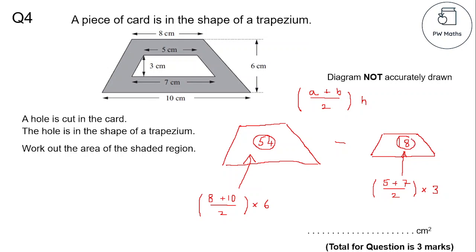And just to finish off, we were supposed to be working out the shaded area, which is 54 minus the 18, giving me a final answer of 36. Always just double check, they do have the units there, so there's no bonus mark available.